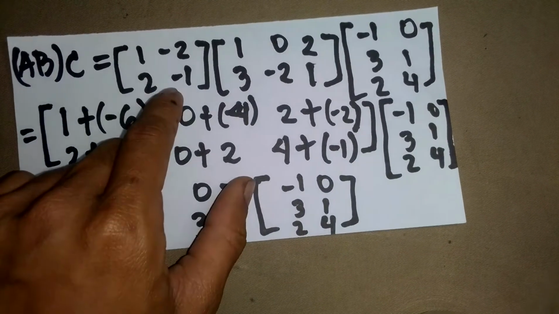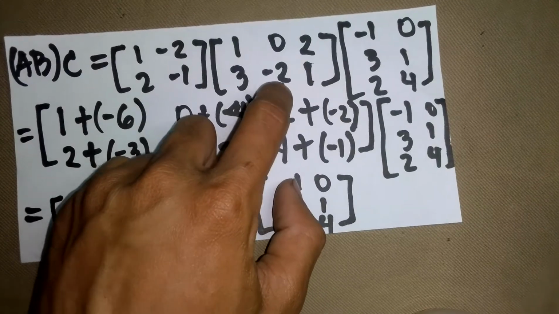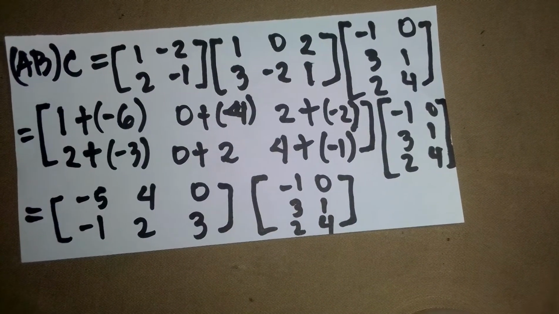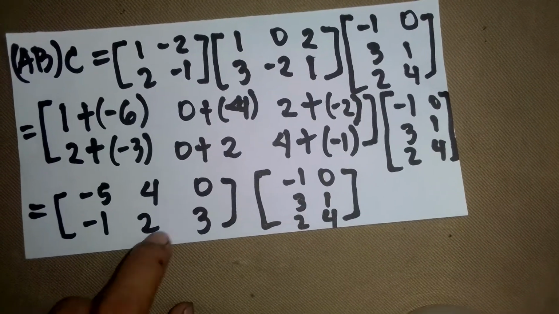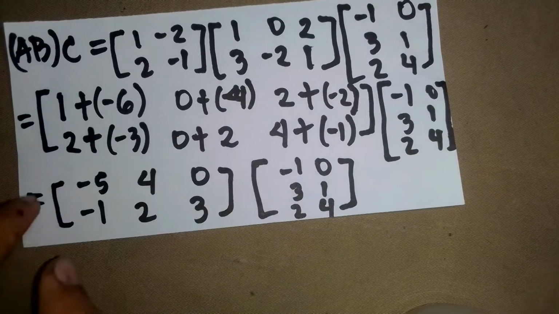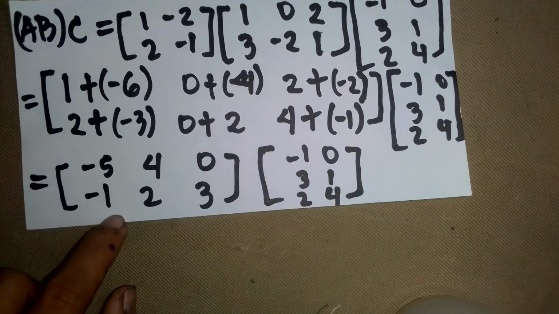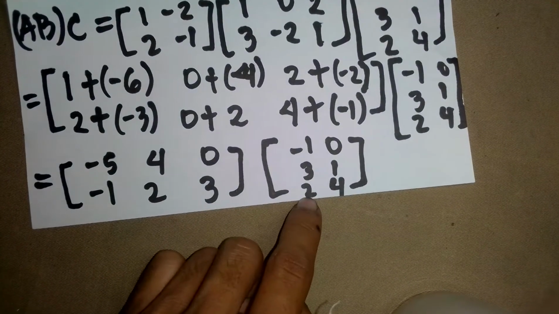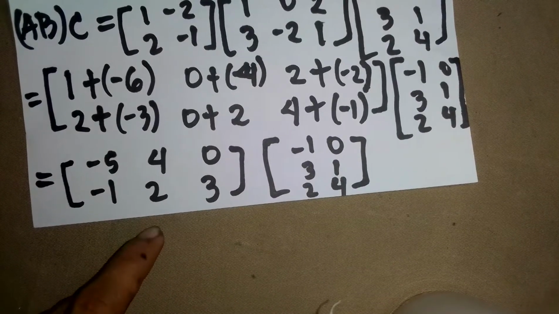According to our rule, when we multiply 2 by 2 and 2 by 3, we get a 2 by 3 matrix. Since we then have a 2 by 3 and a 3 by 2 matrix, we get a 2 by 2 matrix.